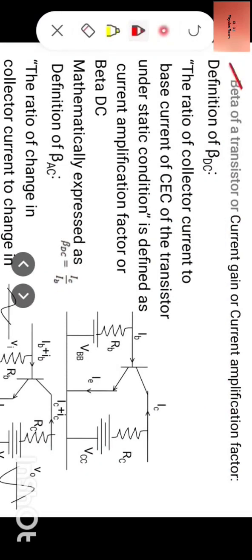Now let us take up beta of a transistor. Its other name is current gain or current amplification factor. Now definition of beta DC: the ratio of collector current to base current of common emitter configuration of the transistor under static condition, that is, when applied with only bias, is defined as current amplification factor or beta DC, mathematically expressed as beta DC is equal to IC by IB.